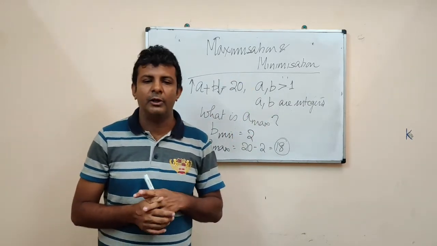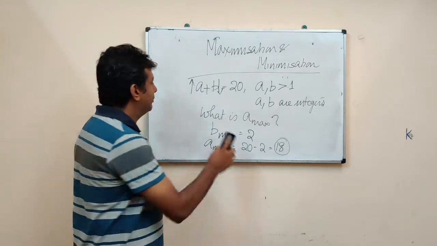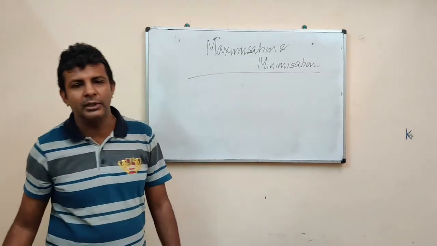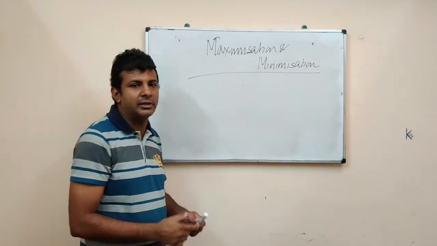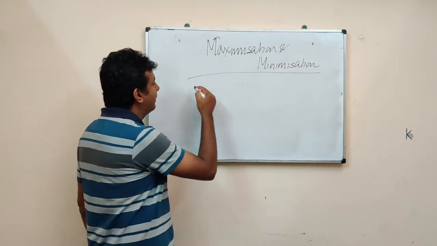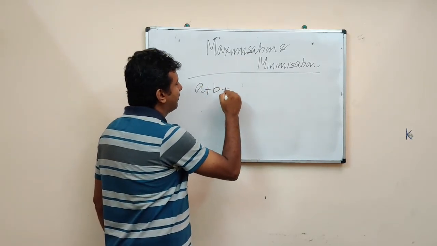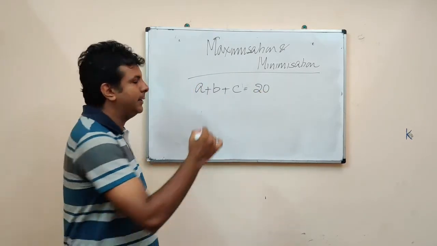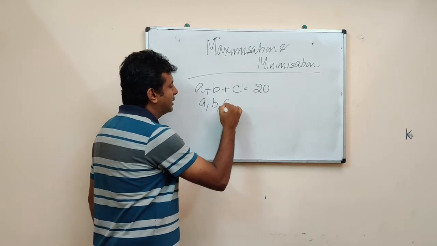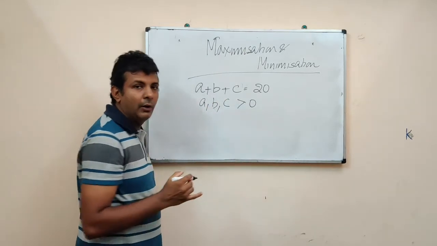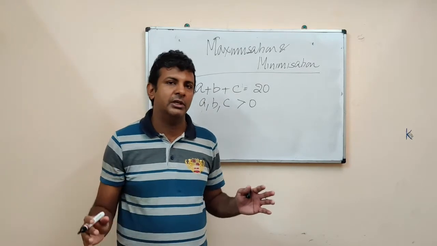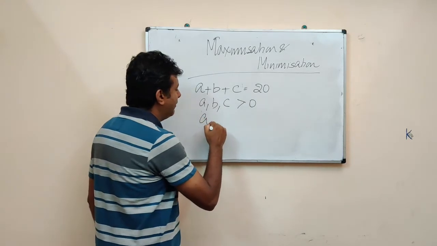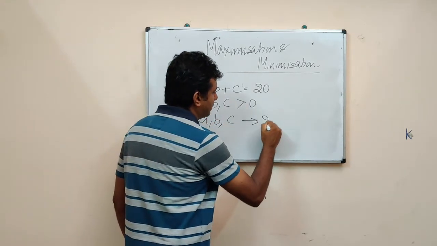Let us look at one more possibility before we wind up this discussion. Okay? I'll give you some time after I write down the question so that you can try in your minds as to how to proceed with this. Let's see. a plus b plus c is 20. a, b and c all are greater than 0. a, b and c all are positive integers, all are greater than 0.